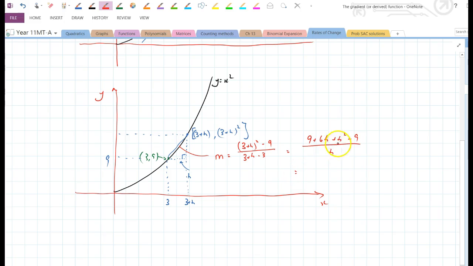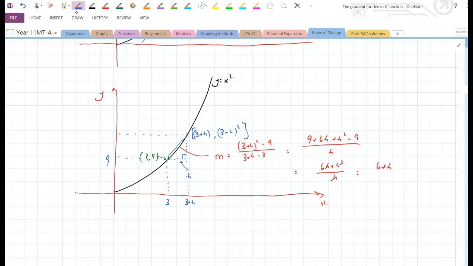All right, so let's work this out. The 9s cancel on top. So on top I've got 6h plus h squared, and underneath I've got h. So this is my gradient, remember, where I'm looking at this little distance here. Rather than being 0.01 or anything like that, we're making it h. Let's just see what happens here. Now if I cancel my h's, I actually end up with 6 plus h. That's what I end up with, so 6 plus h is my gradient.